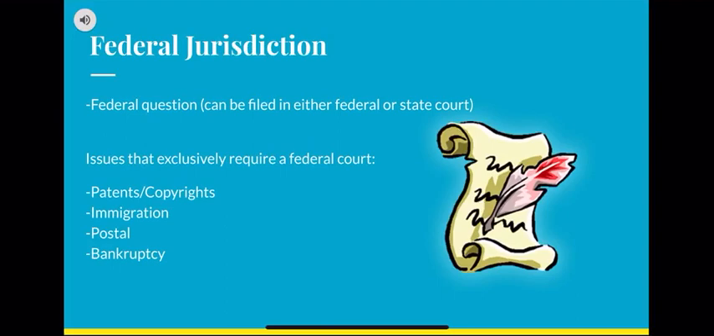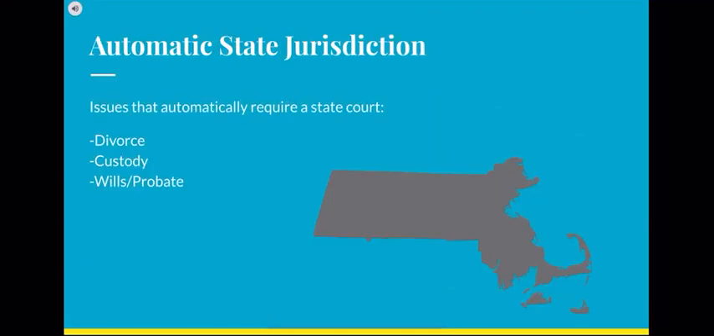So, as previously mentioned, cases that fall under automatic federal jurisdiction have to do with federal question, and then exclusive federal jurisdiction, such as patents and copyrights, immigration, postal, bankruptcy. Then the cases that fall automatically under state jurisdiction are divorce, custody, and wills and probate. So if cases do not fall automatically under either jurisdiction, they can then go to that diversity test if a case is trying to be heard in federal court.